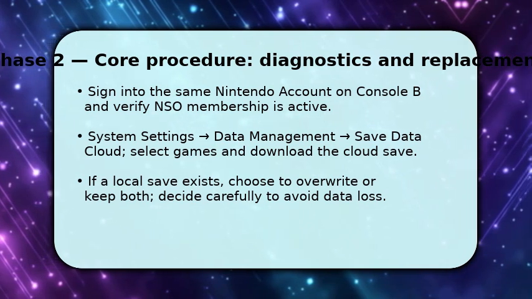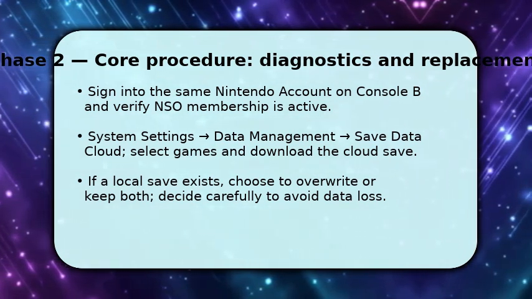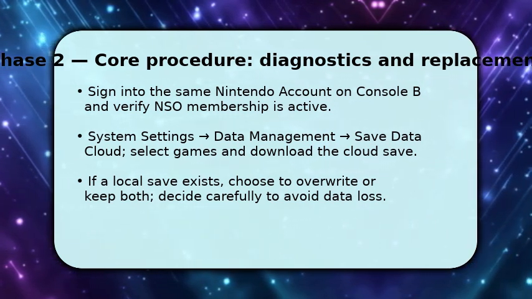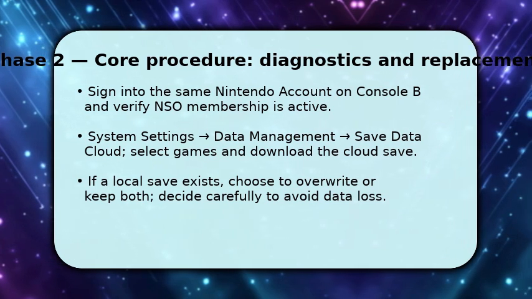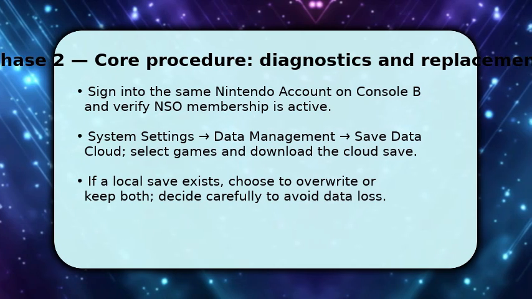If Console B already has a local save, you will be prompted to overwrite or keep the local file. Pause and compare timestamps, because choosing incorrectly can erase newer progress. Once downloaded, play briefly to confirm the save loads correctly.